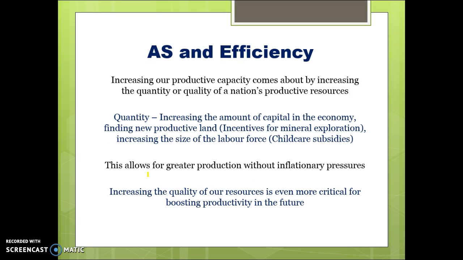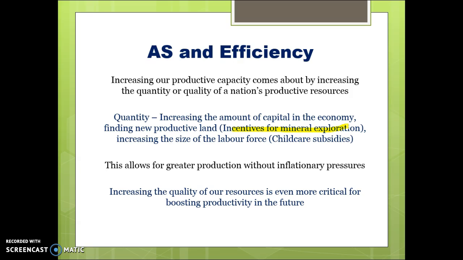So just be mindful that increasing our productive capacity comes about by increasing either the quantity or quality of a nation's productive resources. So quantity means the amount of capital in the economy. We could include increasing the amount of capital, so by finding new productive land, as well as increasing incentives for mineral exploration. It could include increasing the size of the labour force via childcare subsidies and things like that. This allows for greater production without inflationary pressures because we've got more supply.